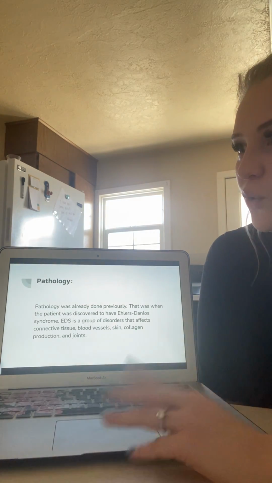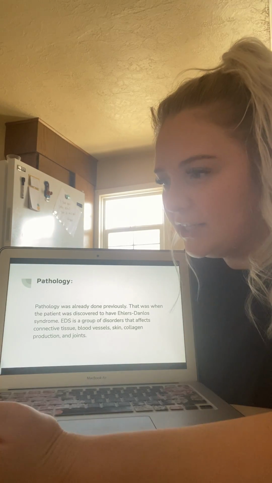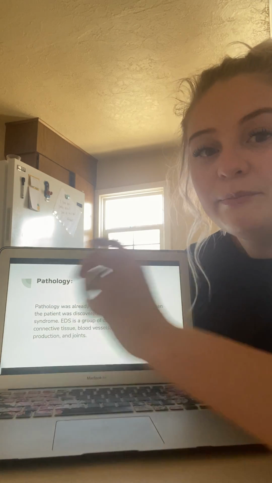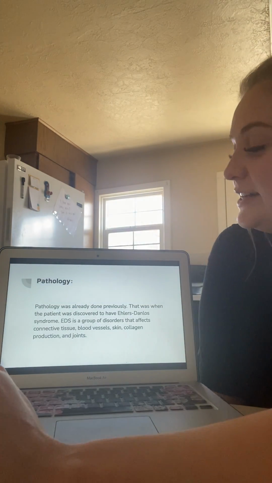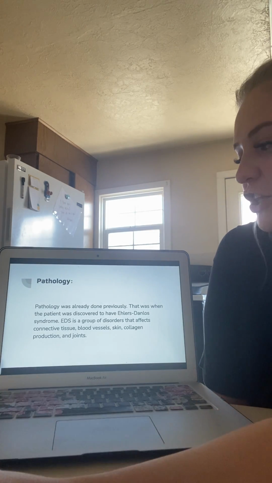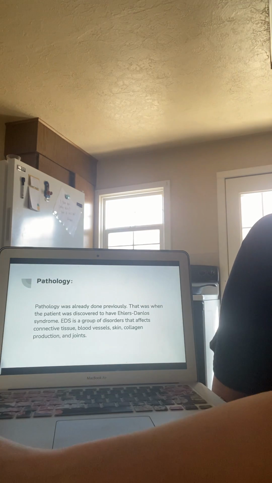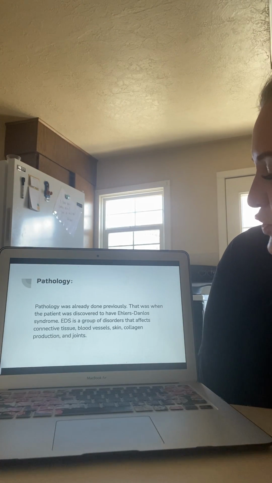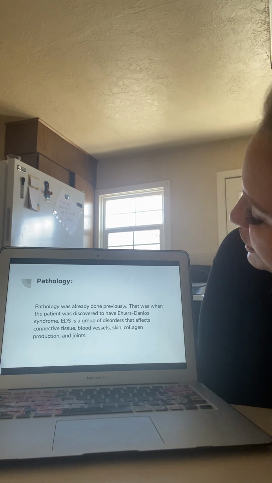Pathology. So for this one, they didn't do any pathology as far as when they found the aneurysm. But before this, since he had the Ehlers-Danlos syndrome, pathology had been done to diagnose him with that. And when you have EDS, it's a group of disorders that affects connective tissue, blood vessels, skin, collagen production, and joints.